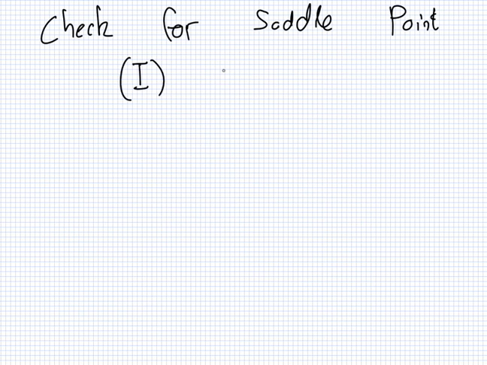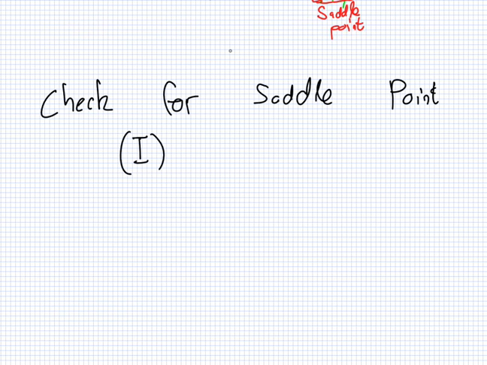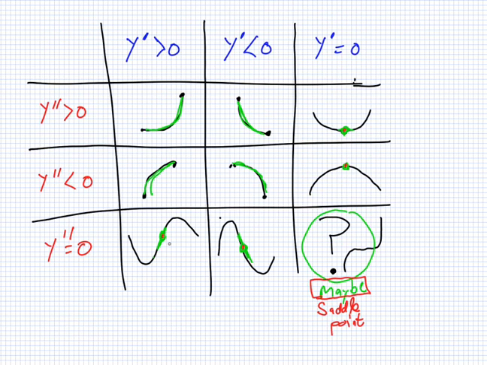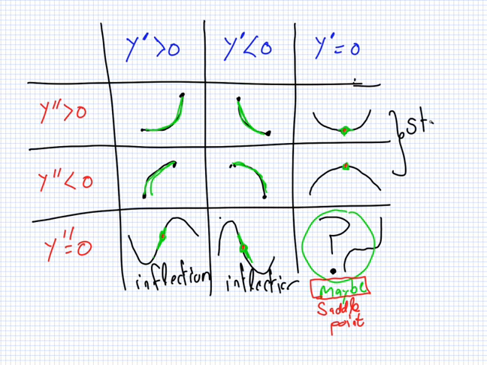So the check for saddle point. If it's a saddle point, you need three things to be true, really. Number one, if you didn't write it in on your table, I think it's a good idea if you write here inflection, and then what are these two called? Stationary points. So actually write them in, please, if you didn't.